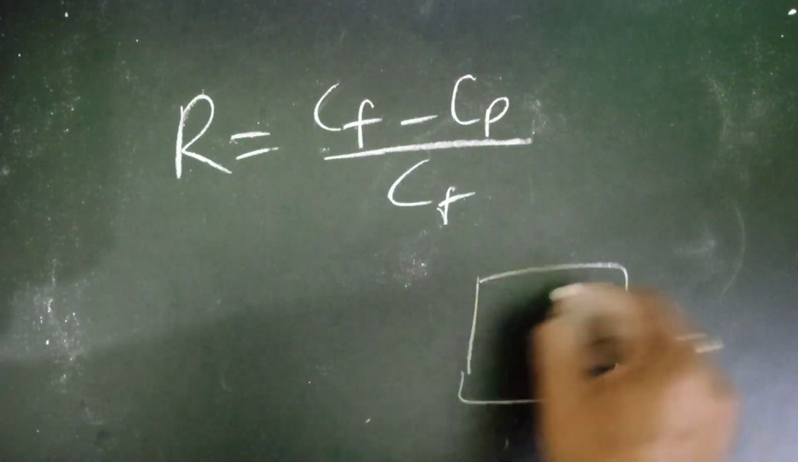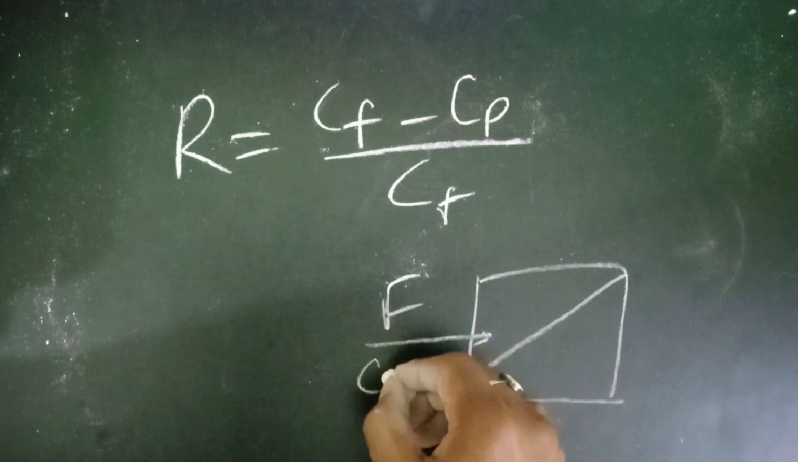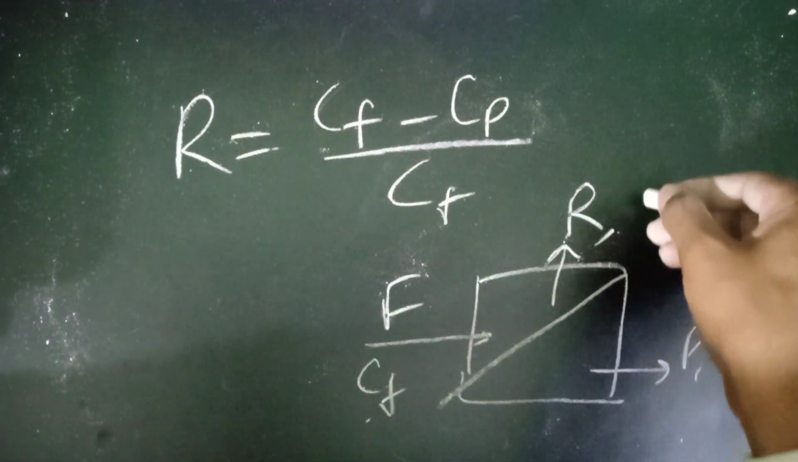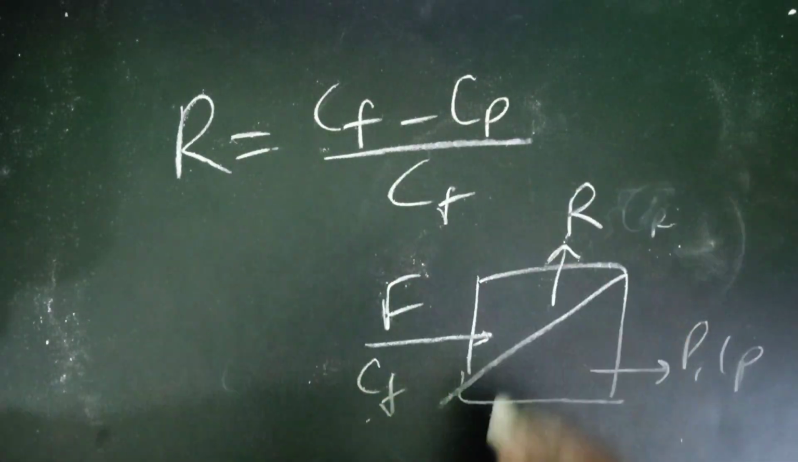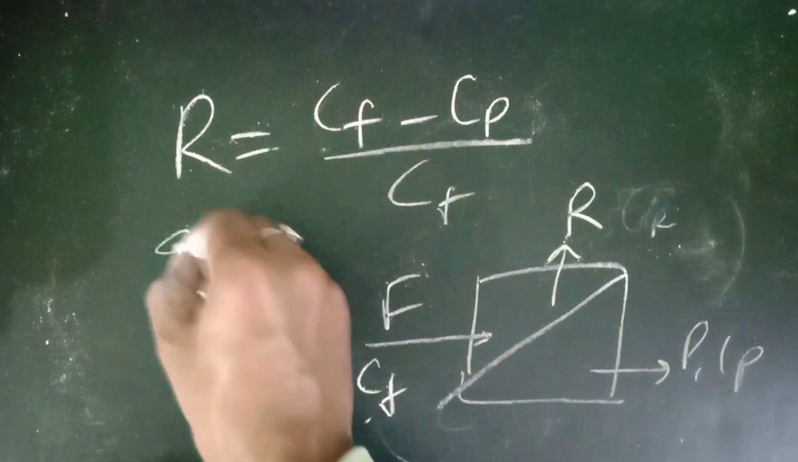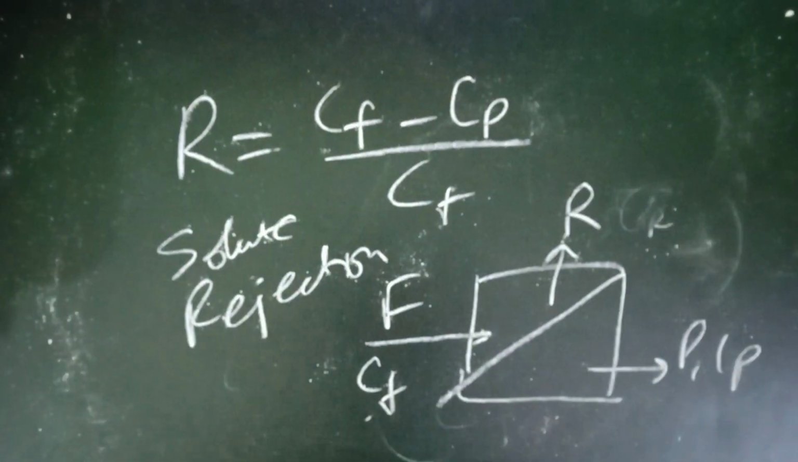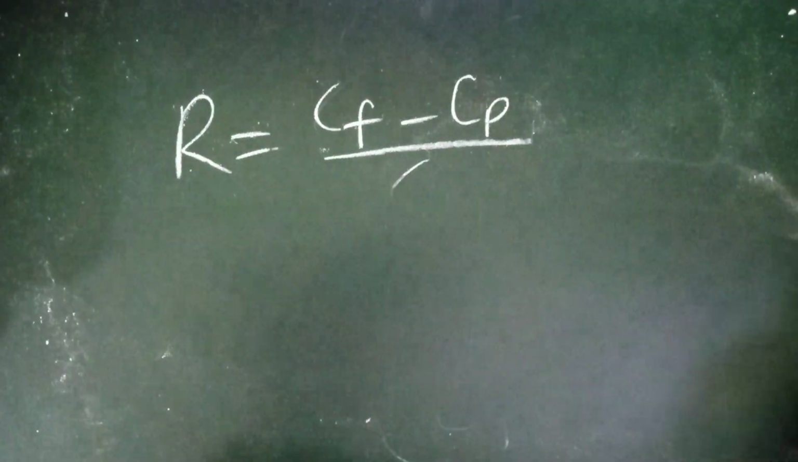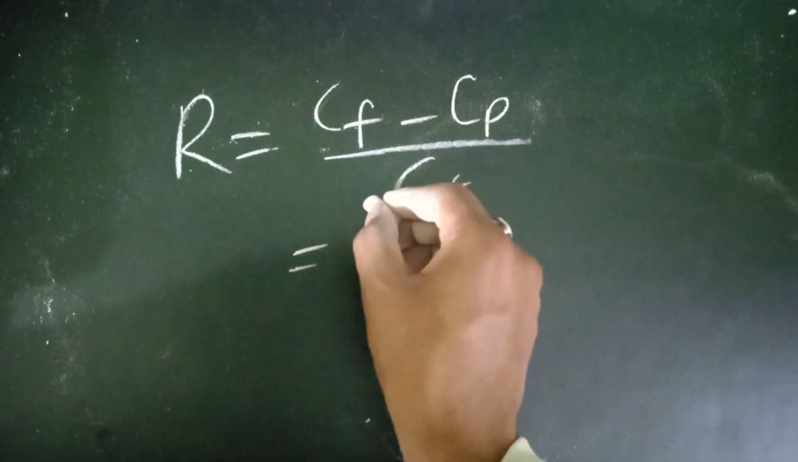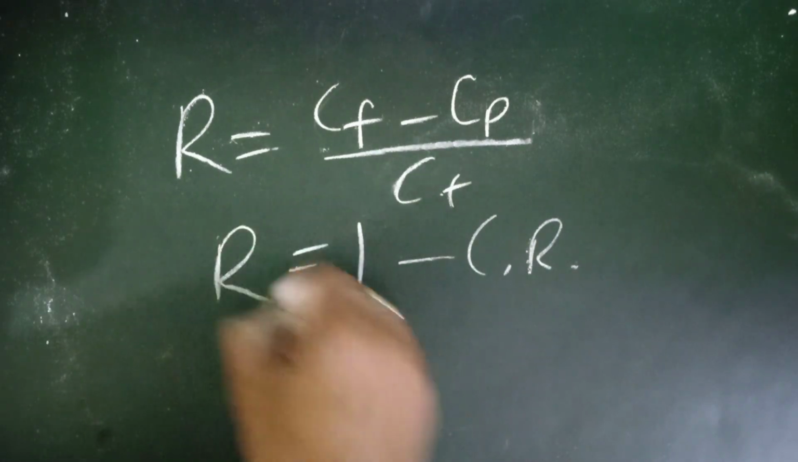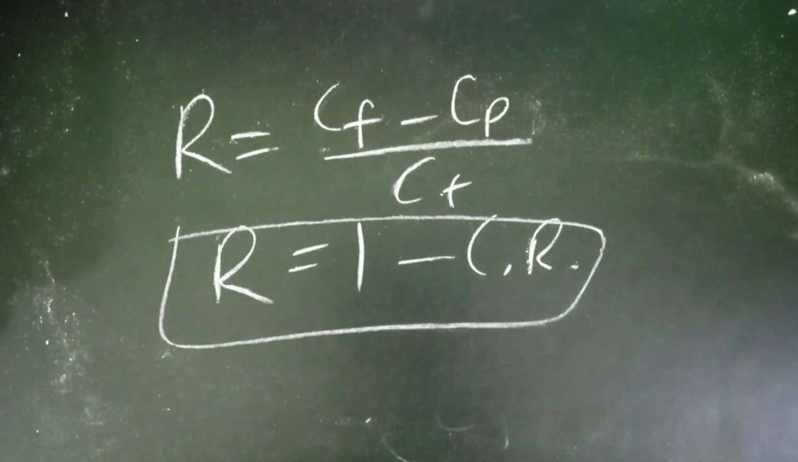Here in the diagram we can see F and CF, P, CP, R, but we don't say CR, we actually take CF minus CP. This is the solute rejection. Now the solute rejection is like this: it is 1 minus Cp upon Cf, that is 1 minus CR, conversion ratio. So this is the solute rejection.